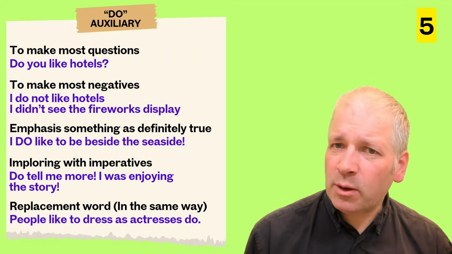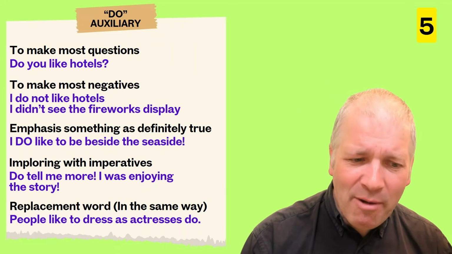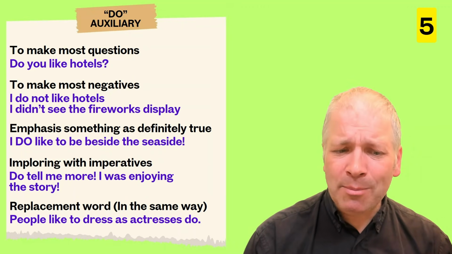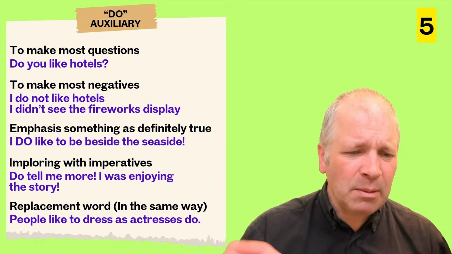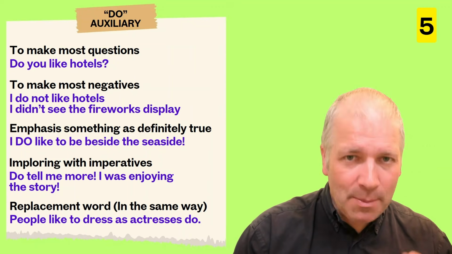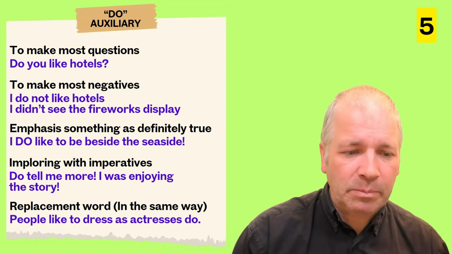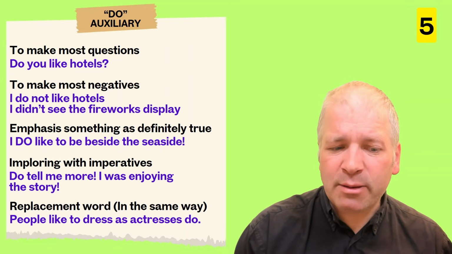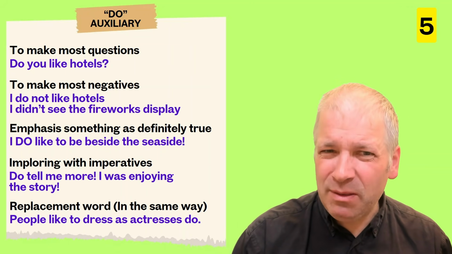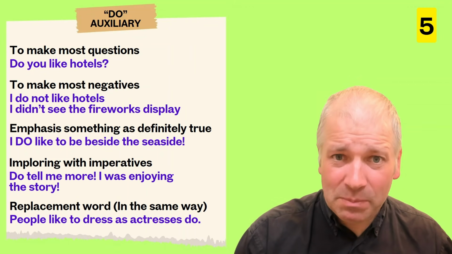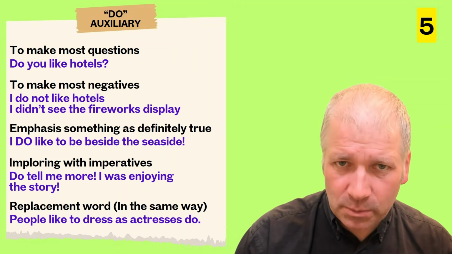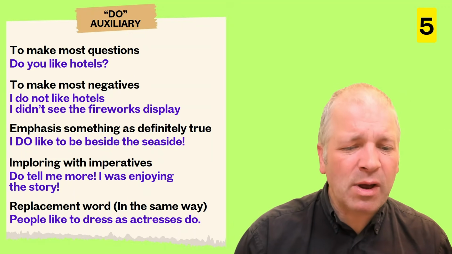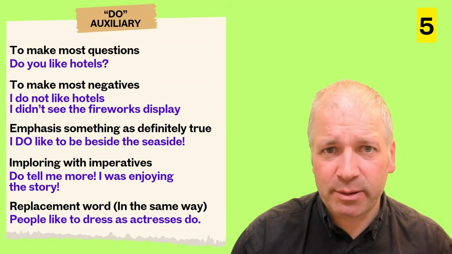We also use it when imploring with imperatives. Do tell me more. I was enjoying the story. Do tell me more means please tell me more. I implore you to do this. And we sometimes use it as a replacement word when we mean in the same way, like here. People like to dress as actresses do, which means people like to dress in the same way as actresses.